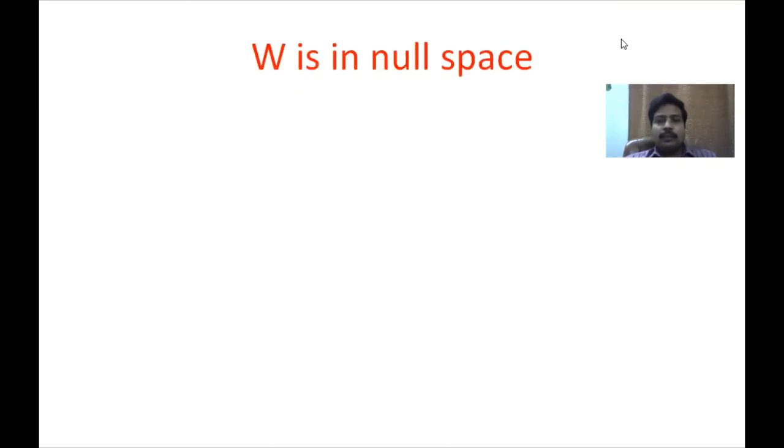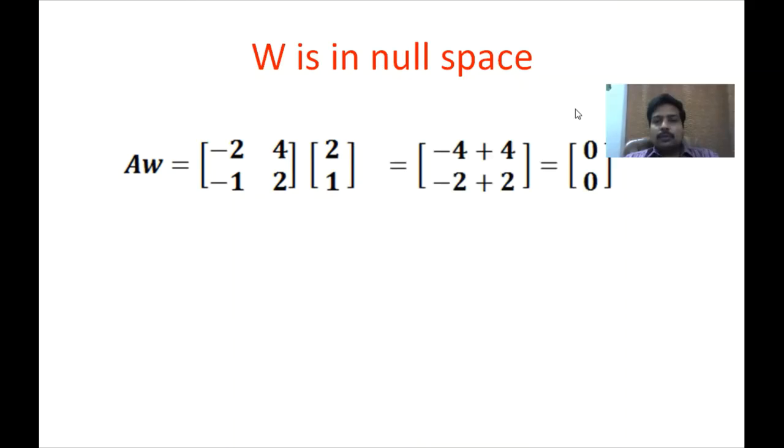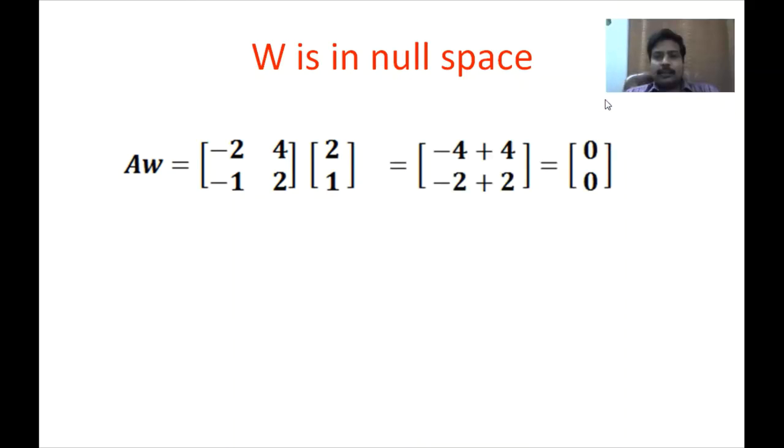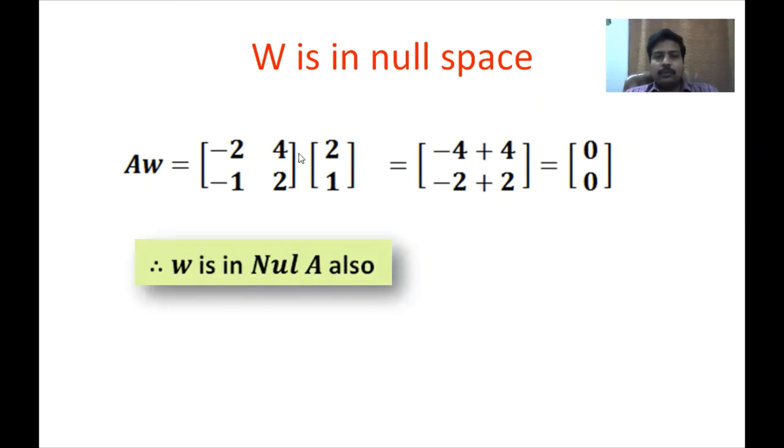Now let us check whether W is in the null space of A or not. To check this, we have to multiply A and W. A is the given matrix, W is the given vector. After multiplying these two, we get a zero vector: -2 into 2 minus 4, 4 into 1 is 4, -2 and +2. So it's a zero vector. Since we got a zero vector, AW is equal to the null vector. It implies W is in the null space of A.